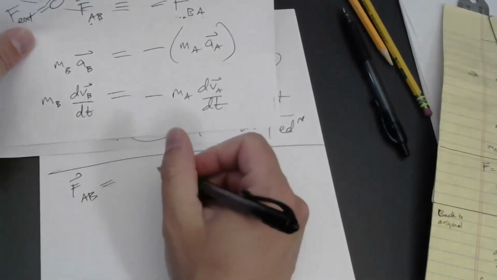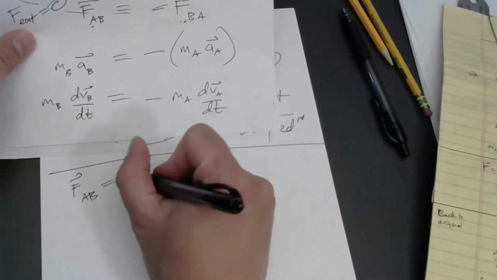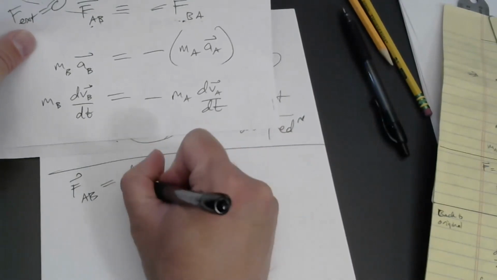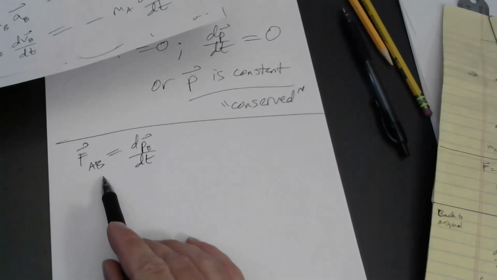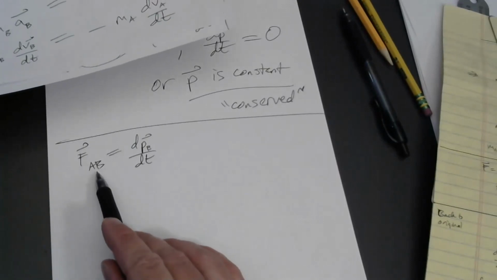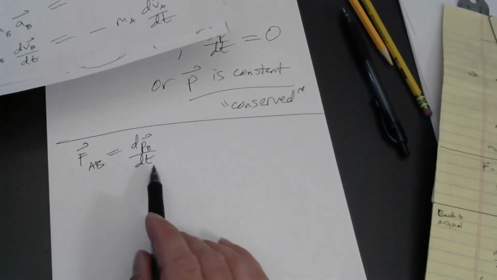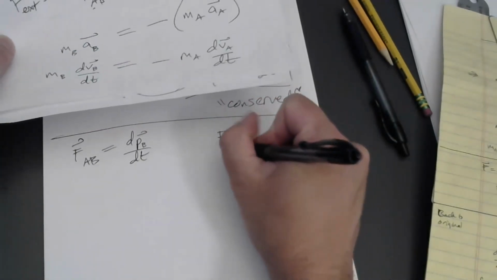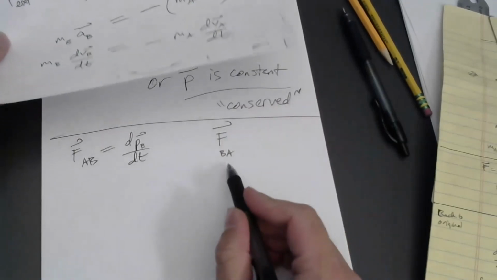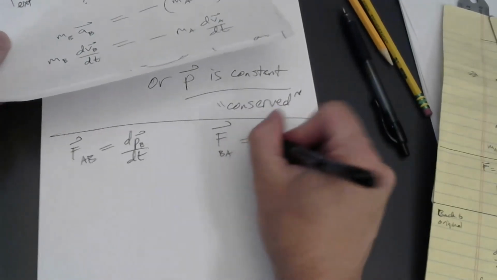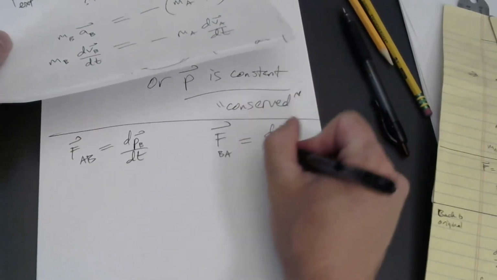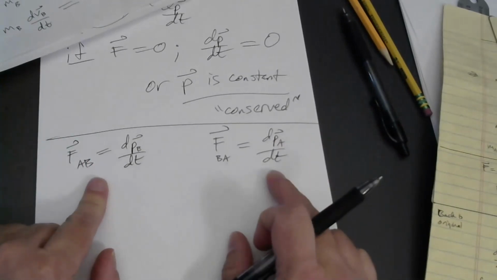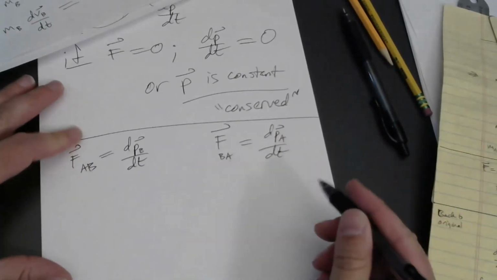And we know that that means it's ma for mass B. But I've decided to write that as the time derivative of mass B's momentum. See that? This is the net force on mass B, because by assumption, there are no other forces on mass B. That should be the rate of change of mass B's momentum. Similarly, the force of B on A, well, this is the only force and hence the net force on mass A. That should be the time derivative of mass A's momentum.